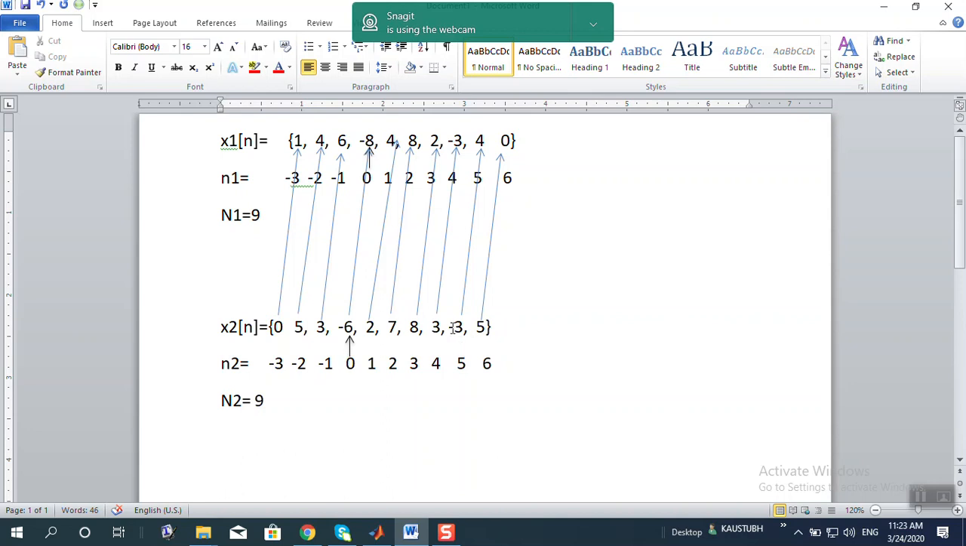Okay. So therefore the total number of samples here becomes 10, and here also the total number of samples becomes 10. So how can we make it automatic?